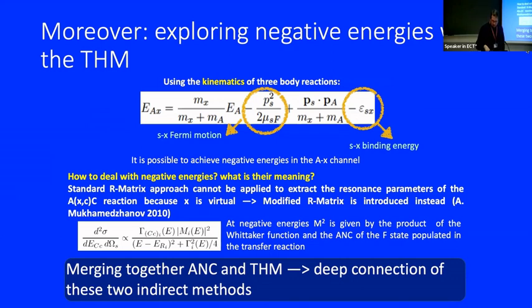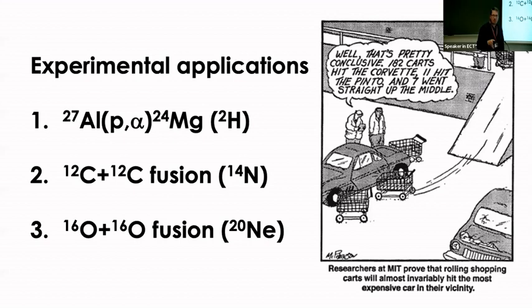Okay, so now let's go to some experimental physics after so many questions. I'll focus on three cases. The aluminum-27 (p,alpha) reaction, where we use the deuteron. So this is the easy case, where you use the deuteron for transferring your participant, that is the proton. Then I will talk a little bit about the carbon-carbon fusion, where I use nitrogen-14 to transfer a carbon. So this is already very exciting.